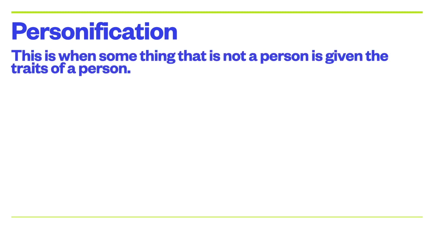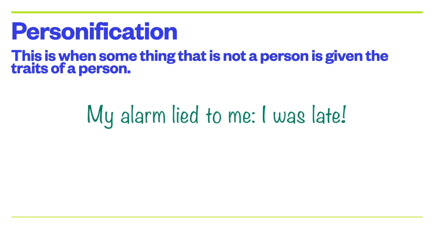And personification is my next one. Personification is when something that is not a person is given the traits of a person, right? So, for example, if your morning alarm goes off, and then you think, "Oh, I've got time," and then you hit the snooze button, and then you leisurely get up before you realize you're late, you might say, "Oh, my alarm lied to me. I'm going to be late," right? But alarms can't lie, right? So that would be a perfect example of something given a trait of a person.